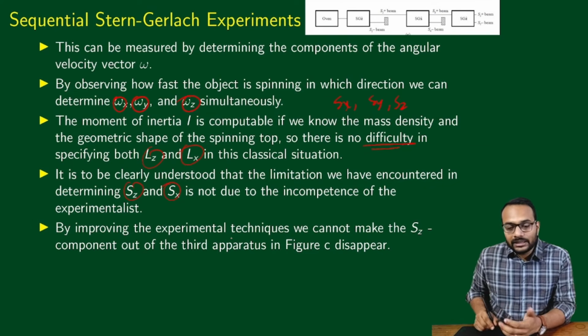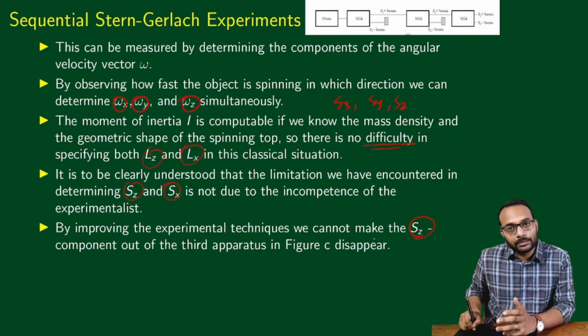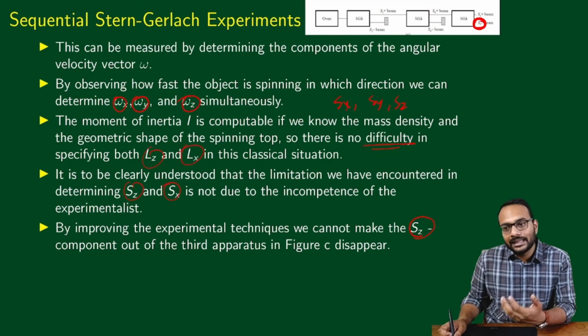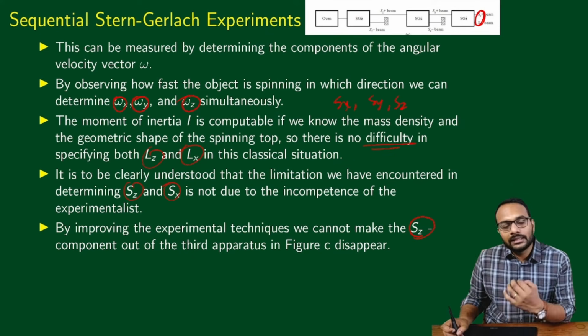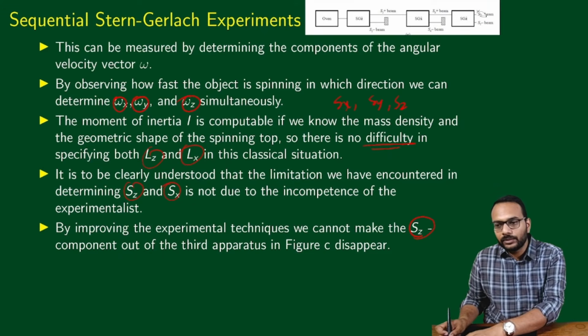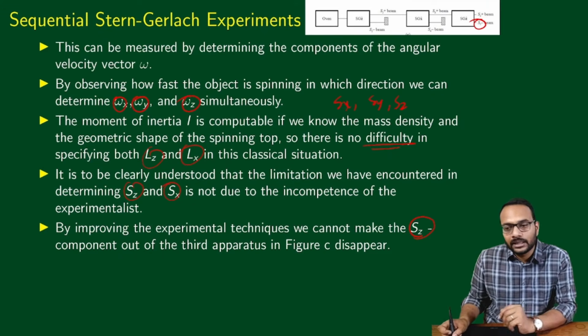By improving the experimental techniques, we cannot make the Sz minus component out of the third apparatus disappear. The problem for us is that there's an Sz minus component appearing here, even though we had filtered it out earlier. Once we characterize the beam by Sx plus, the z component of spin becomes completely uncertain. There's nothing we can do about this. This is fundamental quantum nature, so we cannot make this Sz minus beam disappear by improving our experimental setup.